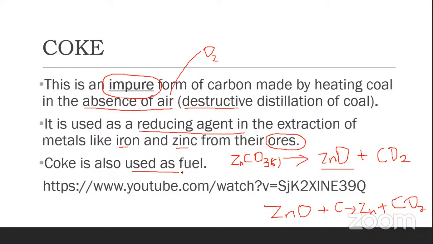And then it is also used as a fuel, that is for cooking and so on.